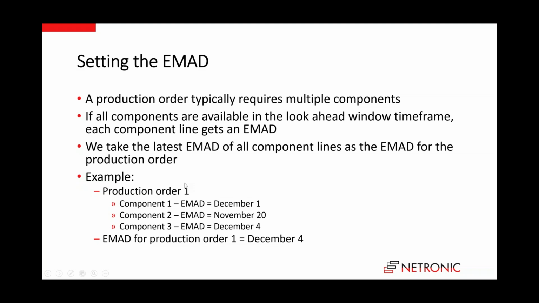So here's the example. We have one production order that has 3 components, and for the first component the EMAT is December 1st, for the second component the EMAT is November 20, and for the third component the EMAT is December 4. So the EMAT for this overall production order, so the date when all required material is available at earliest, is December 4, because this is the latest date here. And this is how we set the EMAT for every production order.